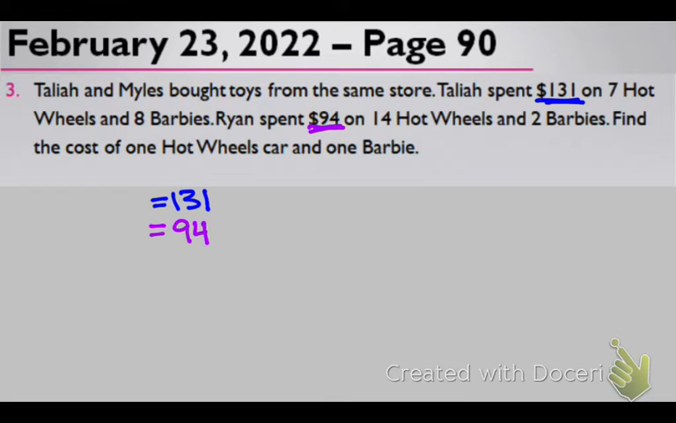What are my 2 variables? What are the 2 things I'm looking at? Hot Wheels and Barbies. So I want to define my variables. What would my variables be? X and Y. That can work. What would X and Y represent? Can I do Hot Wheels as X and Barbies as Y?